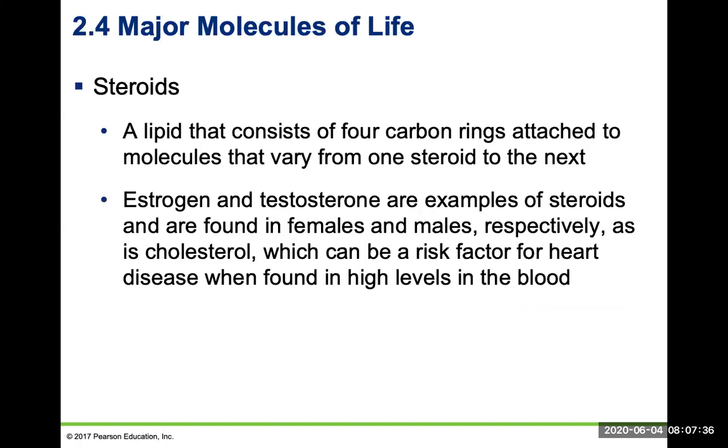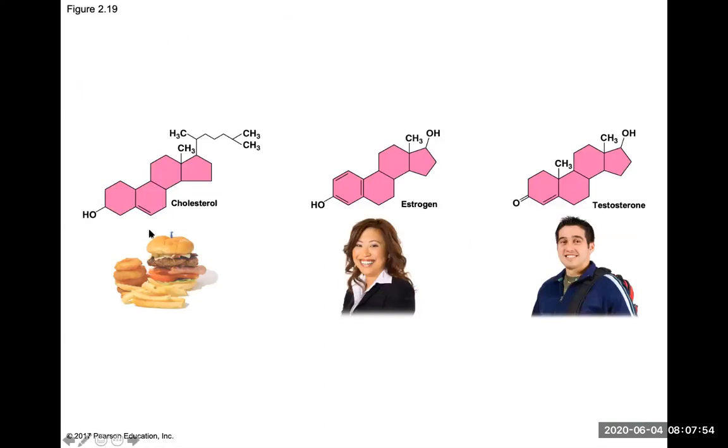Steroids are lipids that consist of 4 carbon rings attached to molecules. Estrogen and testosterone are examples of steroids in females and males, as well as cholesterol, which can be a risk factor for heart disease when found in high enough levels in the blood. Here's cholesterol, estrogen, and testosterone. So you can see here, without knowing much chemistry, how they have similar structures because they're all steroids.